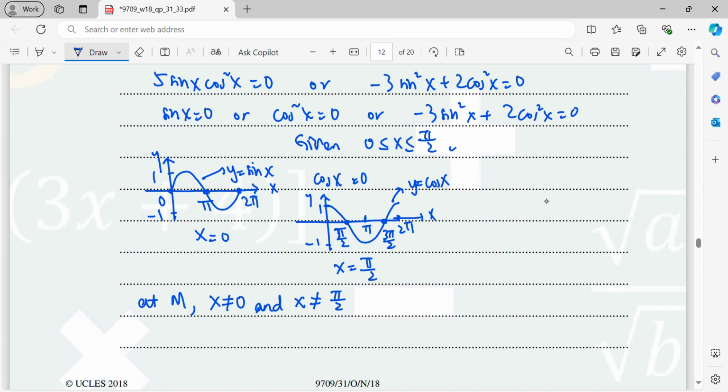Now what we can do is just solve the last equation. That means minus 3 sin²x plus 2 cos²x equals 0. That means 2 cos²x equals 3 sin²x. So now I divide the whole equation by cos²x.